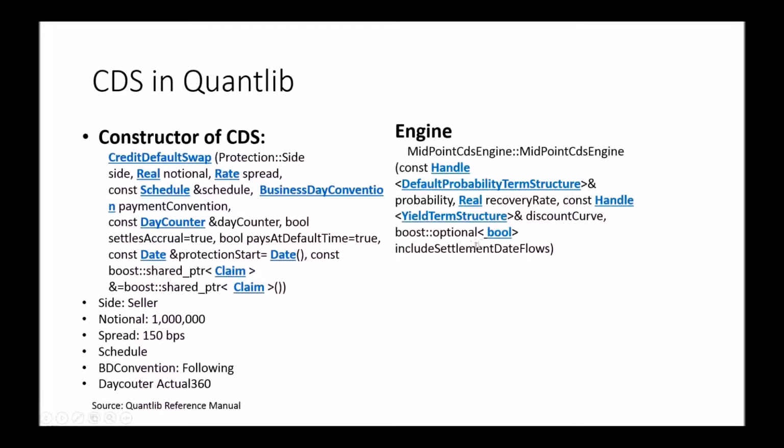And the next one is optional about whether we want to include settlement date flows. We will ignore this one because it is optional. And we will consider each of the 3 parameters required by the engine. It will be very simple. So in next video, we will go through the coding part.